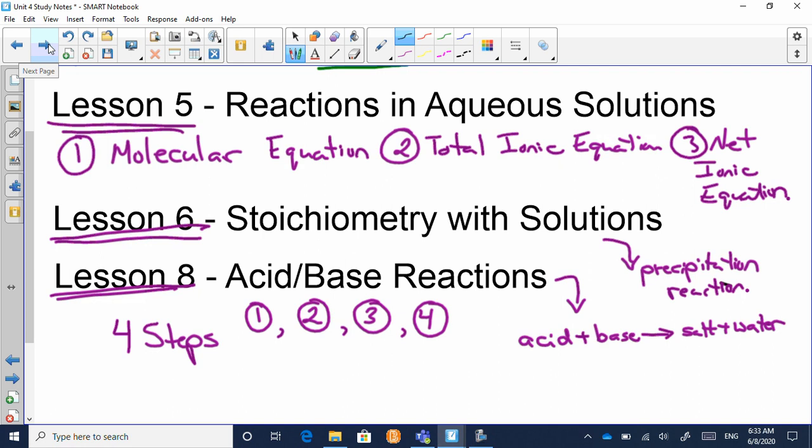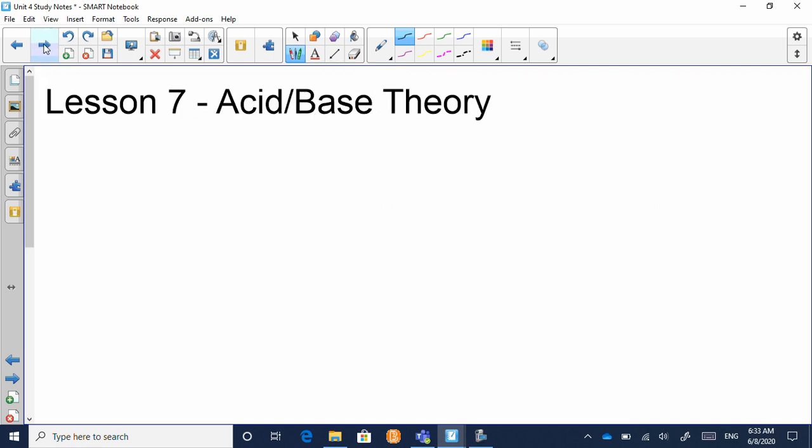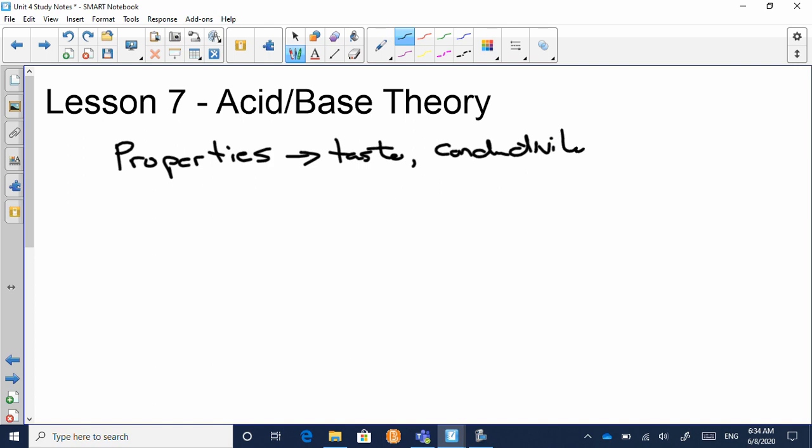Okay, so the last thing from a theory standpoint is our lesson on acid-base theory. And in this lesson, we covered the following things. You need to have these in your study notes. You need to know the properties of acids and bases, and the properties you need to know are taste, conductivity, and these are all right from the lesson, so you can quickly write these out.